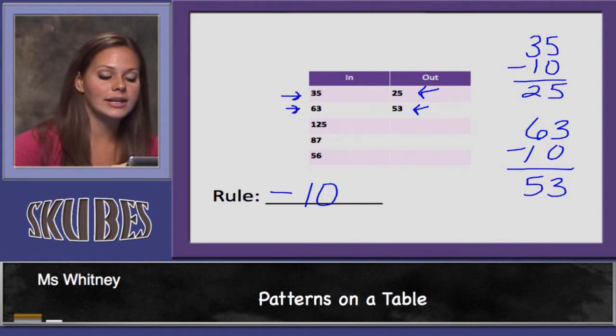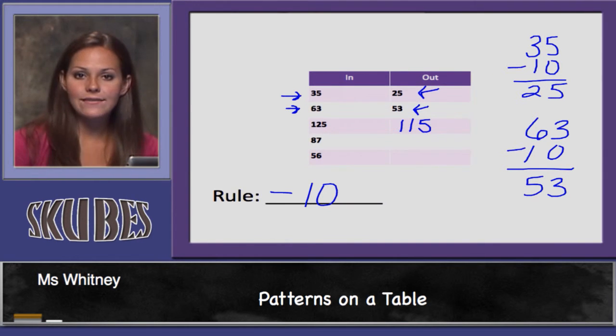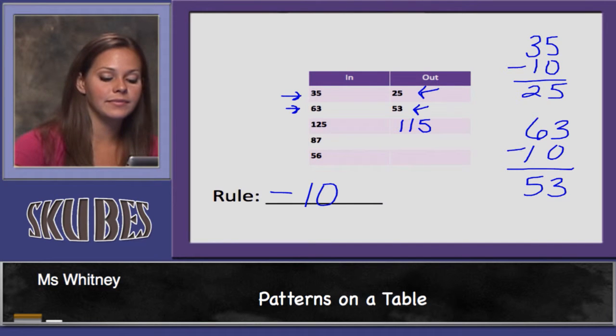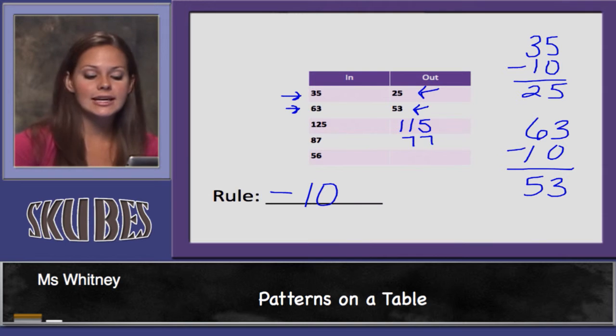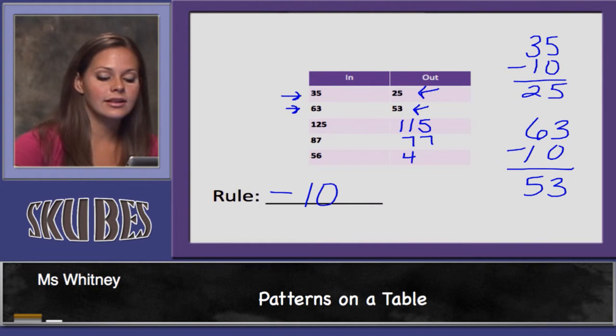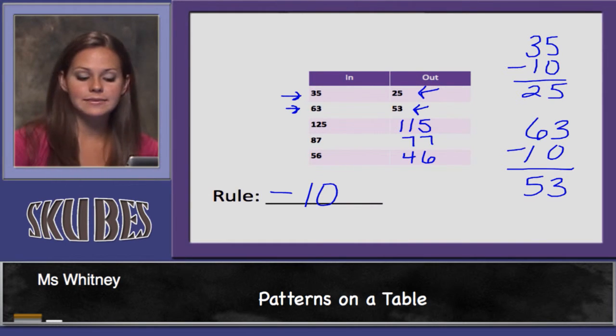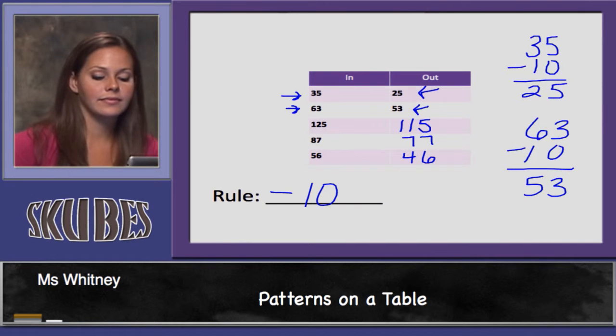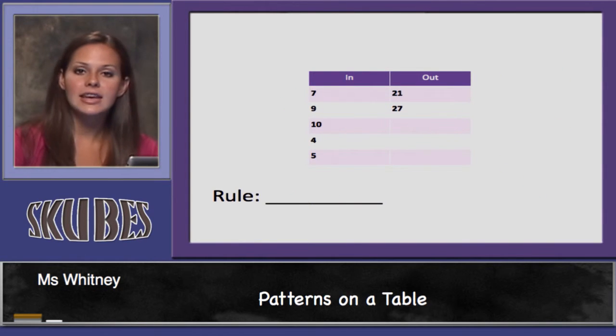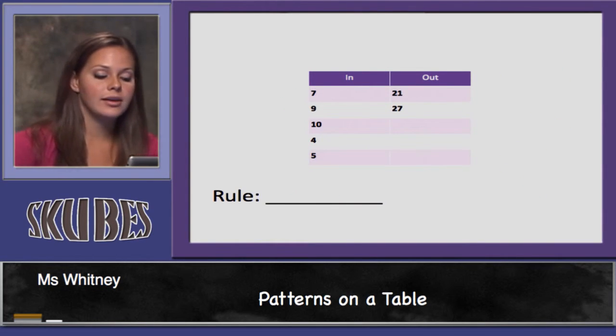125 take away 10 is 115. 87 take away 10 is 77. And 56 take away 10 is 46. Let's look at the next input-output table.